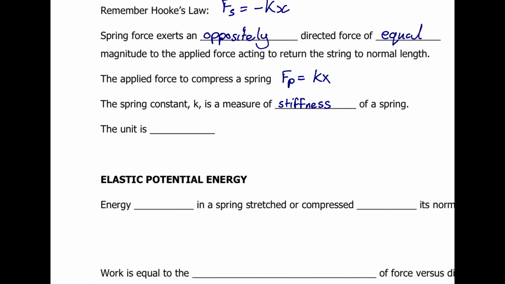Does anyone remember what the unit of k is? What is k measured in? Newtons per meter. So not a Newton meter, Newtons per meter. A Newton meter is a completely different thing. A Newton meter is what? We already talked about that. We did that in lesson 1. A Newton meter is a joule. It's an energy. That's it for the first bit.